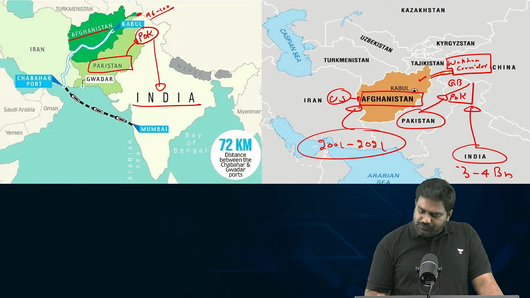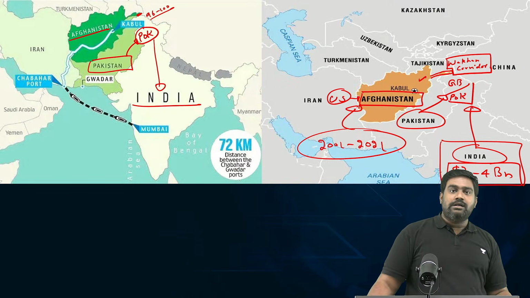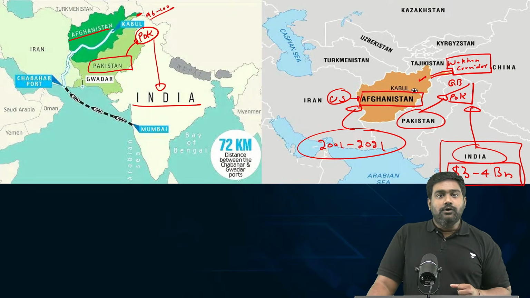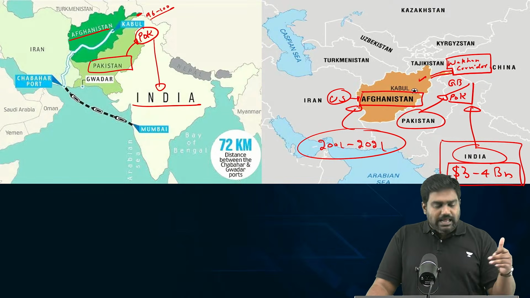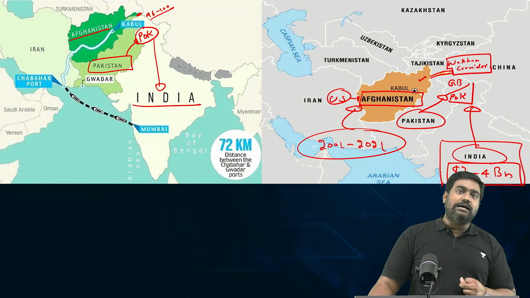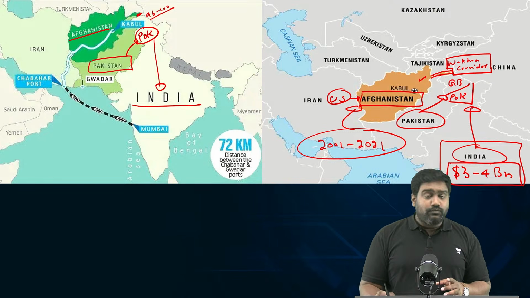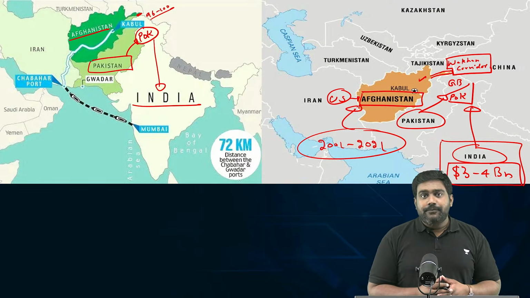India gave a lot of funds for reconstruction efforts. As I told you, we built the Afghan parliament in Kabul. We built a hydropower dam project, the Salma Dam. We built a road, the Zaranj Dilaram Road. We funded schools and hospitals in Afghanistan. So India was one of the biggest development partners, and India got very close to the Afghan civilian government.